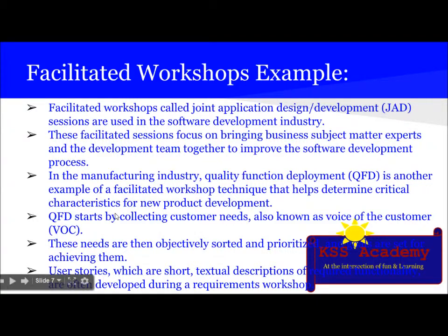QFD starts by collecting customer needs, also known as voice of customer. These needs are then objectively sorted and prioritized, and goals are set for achieving them. User stories, which are short textual descriptions of required functionality, are often developed during the requirement workshop.